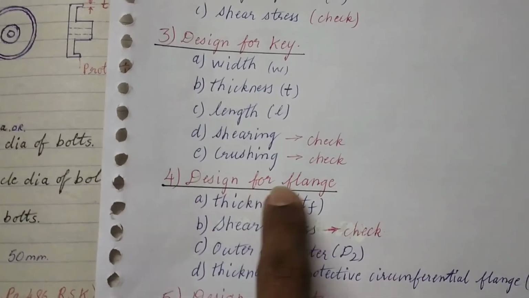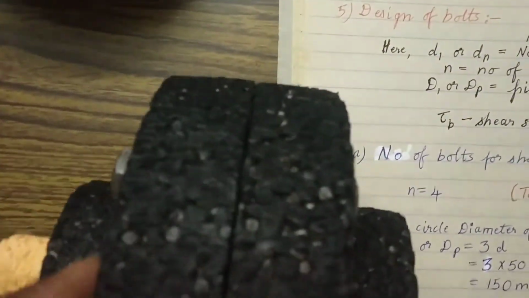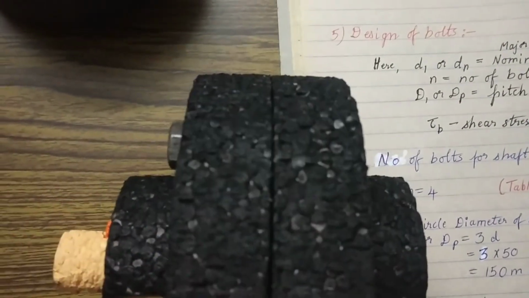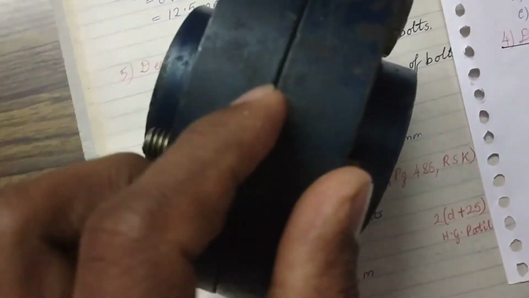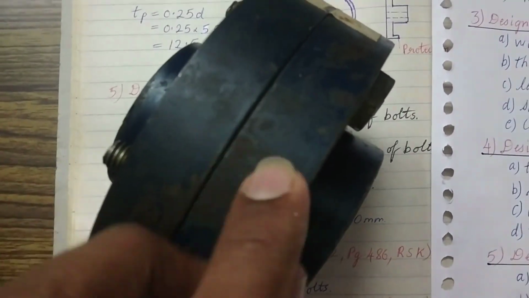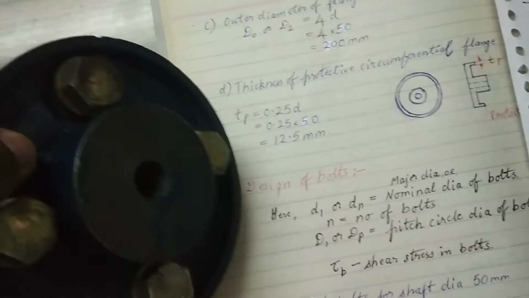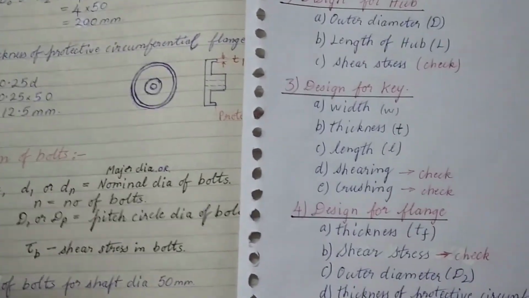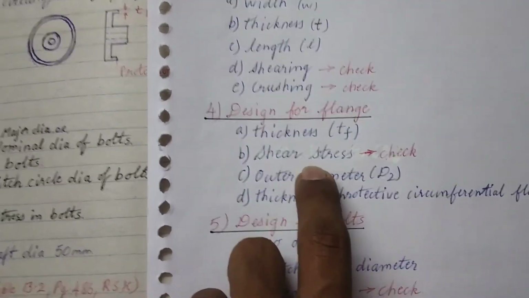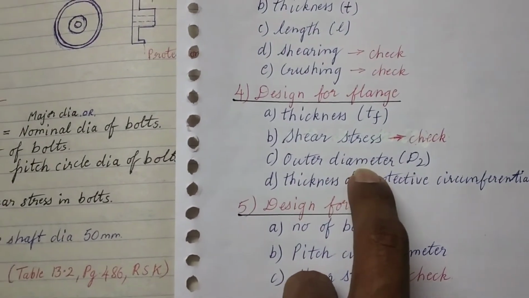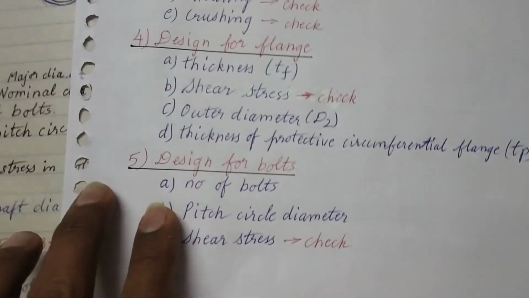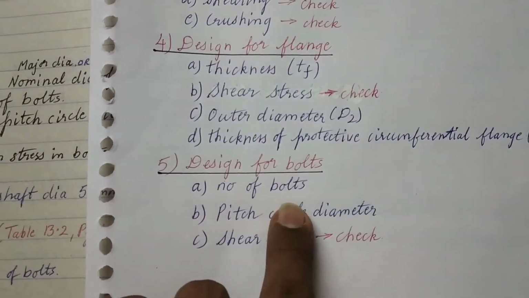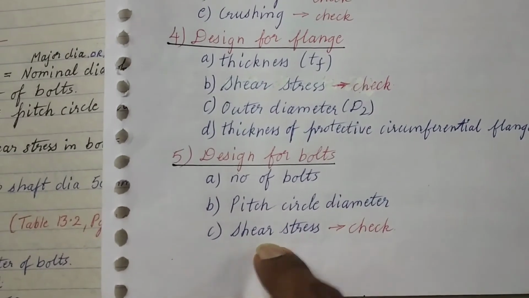Finally, design for the flange. Thickness of the flange is TF. This part here is the thickness of the flange. This is the flange. Next, the shearing stress, you need to check the shear stress. Find the outer diameter of the flange, then the thickness of the protective circumferential flange TP. Finally, the design for bolts: number of bolts, pitch circle diameter, and shear stress, you need to check that.